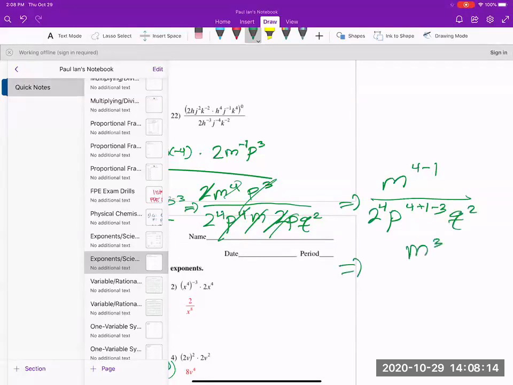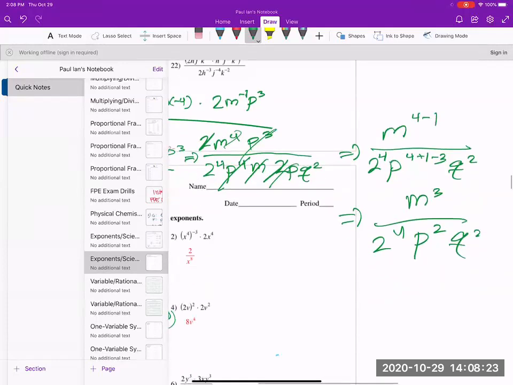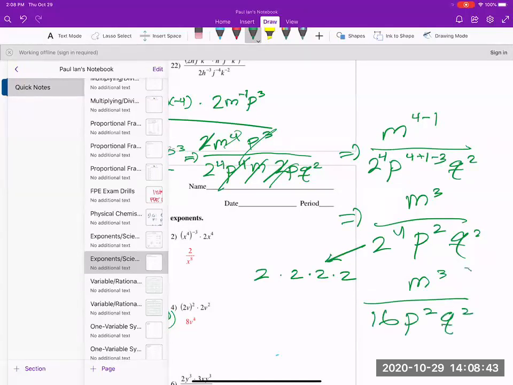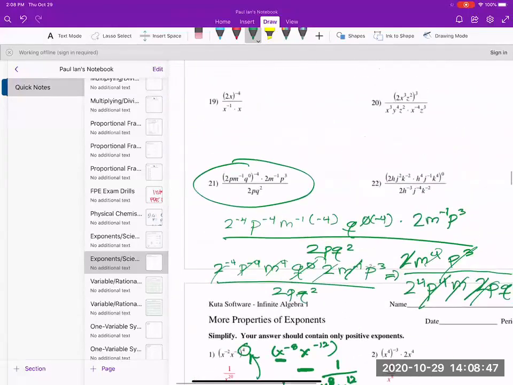So m third, and then 2 to the 4th. 4 plus 1, 5 minus 3, that's 2. That's 2. And then q squared. So what's 2 to the 4th? What is that? This guy. Oh. 16. Okay, 16. Good. P squared. Yeah, that's just a review. And that's what you have, right? Yeah. Okay, so that's not that bad.